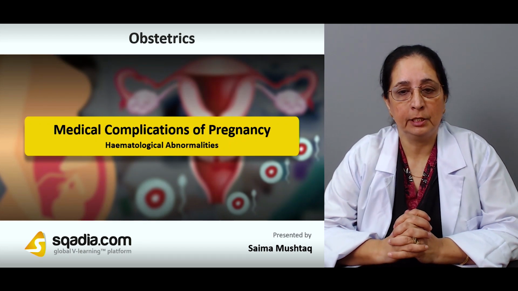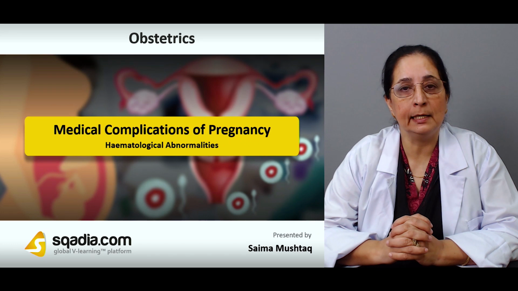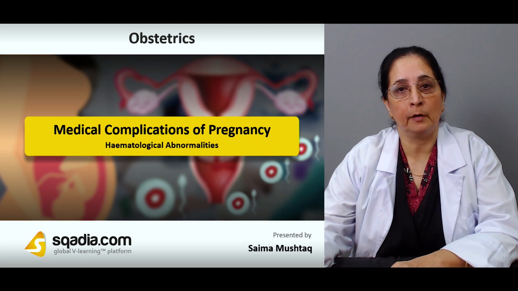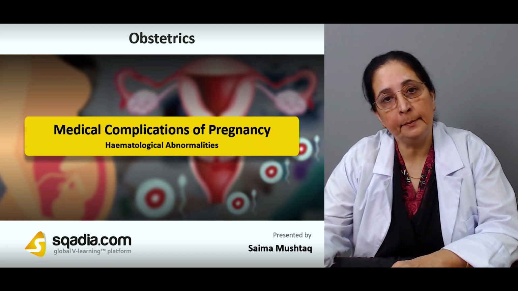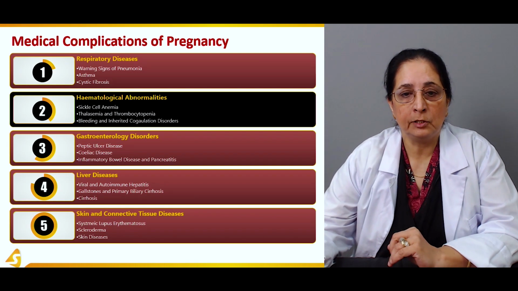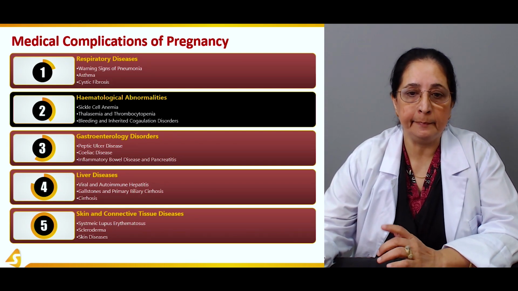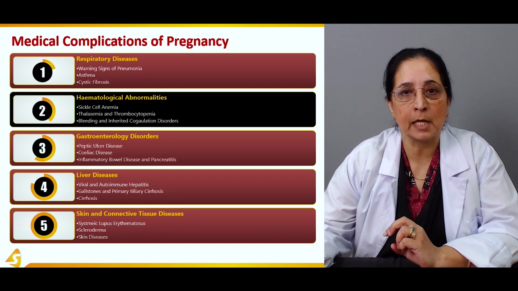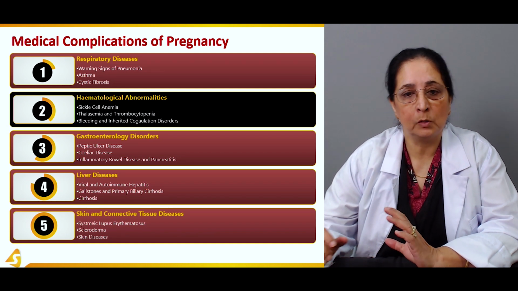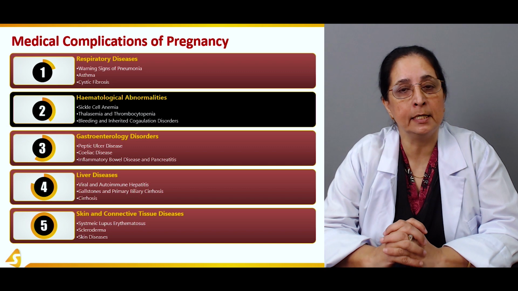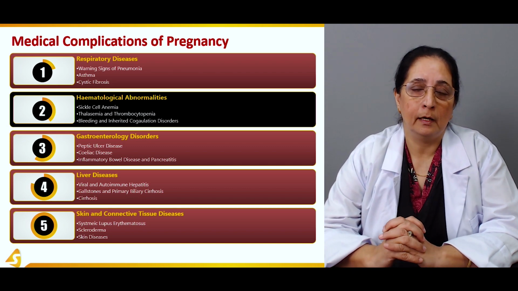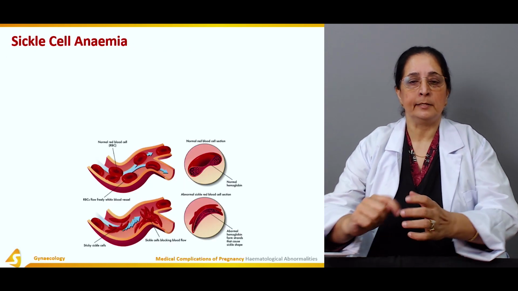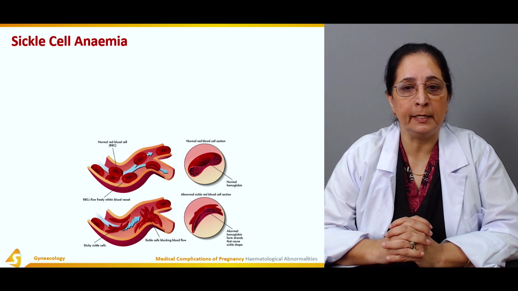Now, in the second section, we will talk about some hematological abnormalities that can complicate pregnancy. In this, we will talk about sickle cell anemia, and then we will discuss thalassemia and thrombocytopenia, and also about the bleeding and inherited coagulation disorders that can complicate the pregnancy. So first, let's talk about sickle cell anemia.